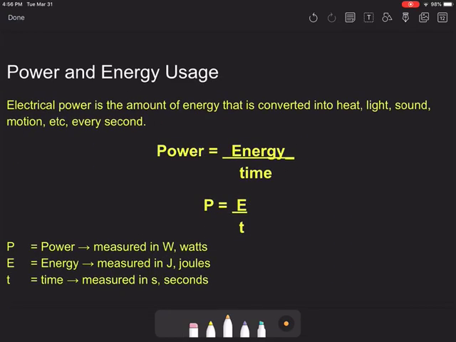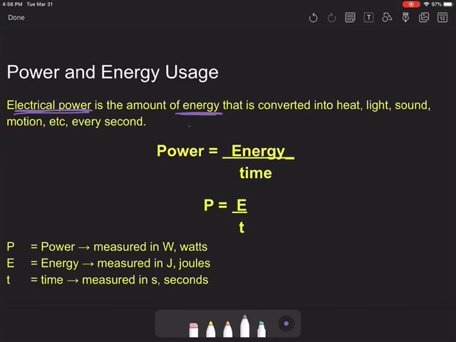So we talked a little bit about energy, right? How much storage space it has for that energy. And we're actually going to take a look at an equation that relates electrical power and energy and time together. So electrical power is the amount of electrical energy that we convert into heat or light or sound or motion every single second.